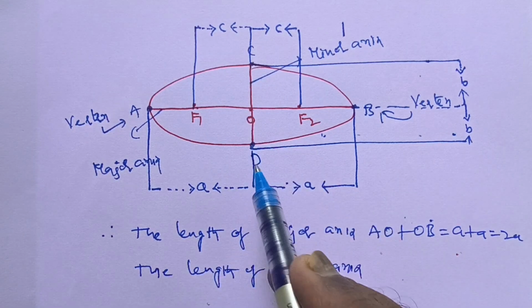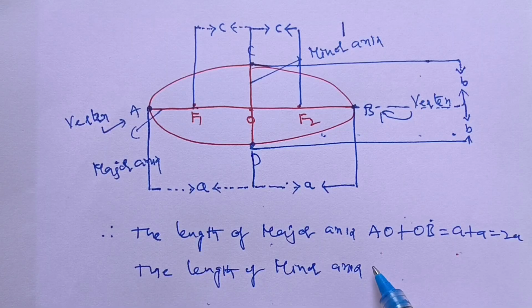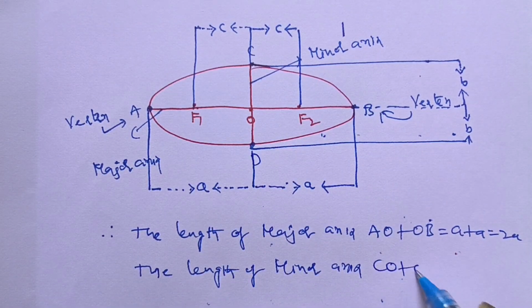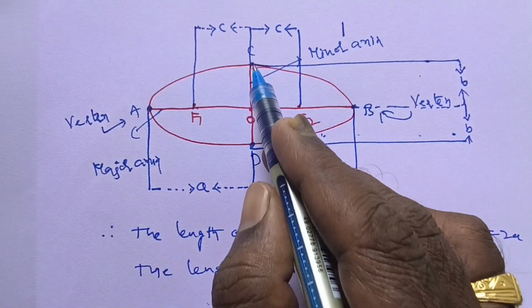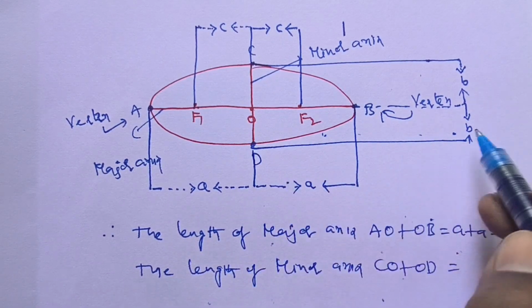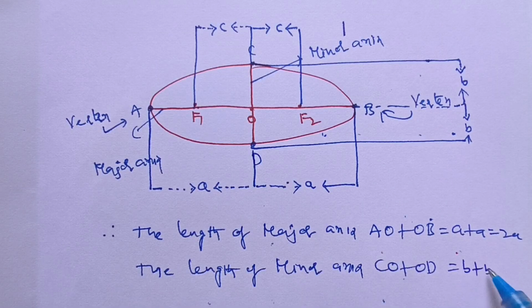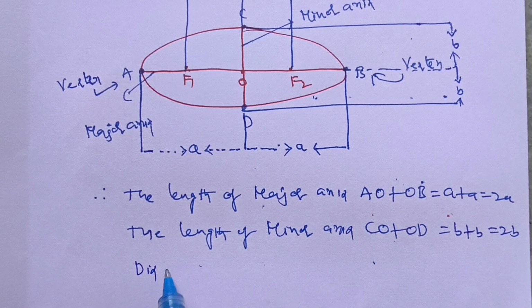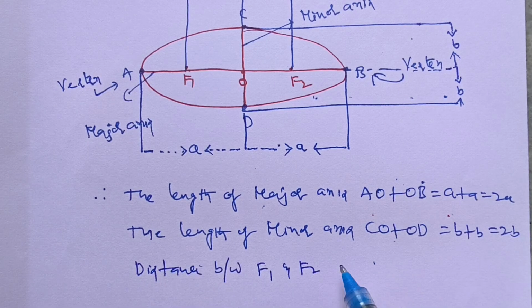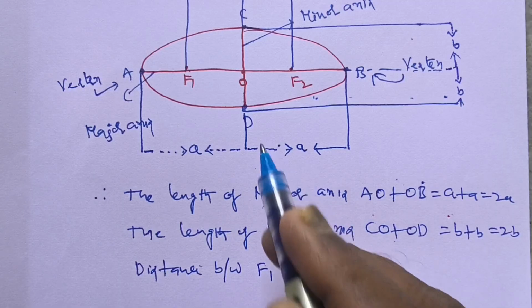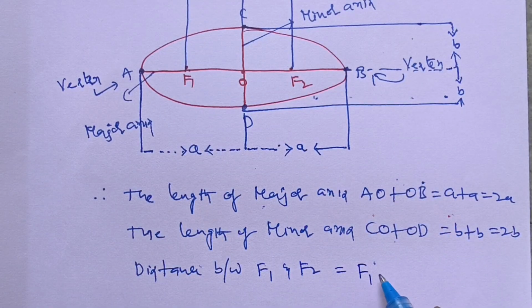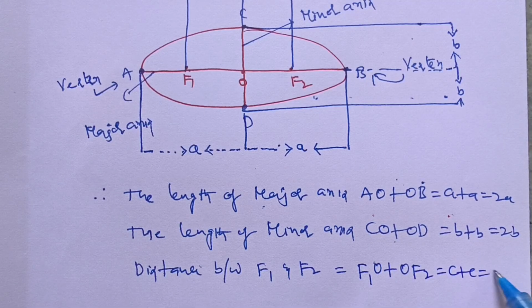And the length of the minor axis, so CD is the minor axis, CO plus OD equals the minor axis. So it is b and this is also b, b plus b equals 2b. Now the distance between F1 and F2, so the distance between the two foci. F1 to O is c units, O to F2 is also c units. That is F1O plus OF2 equals c plus c equals 2c.